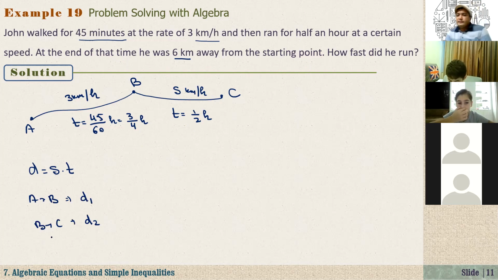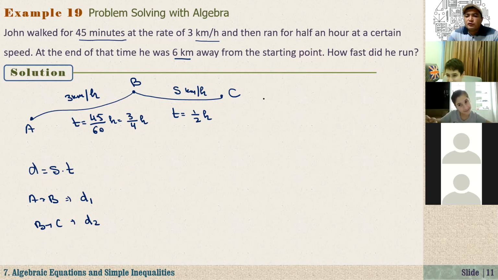Yes. So he passed 2.75. So A to B was 2.75 kilometers. No? What do you mean? Yes, what do you mean?